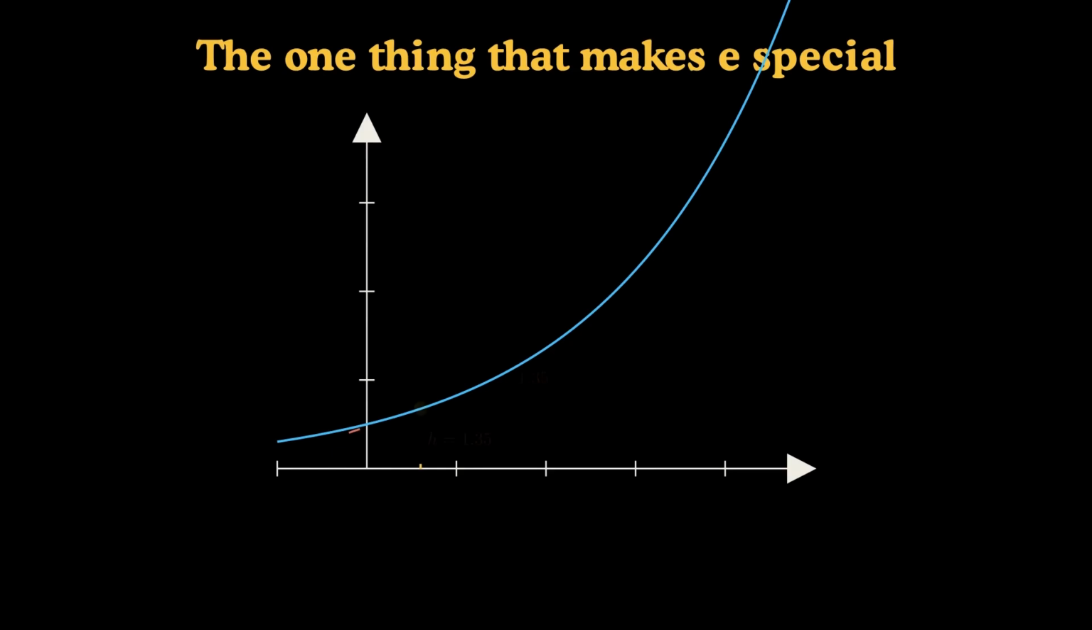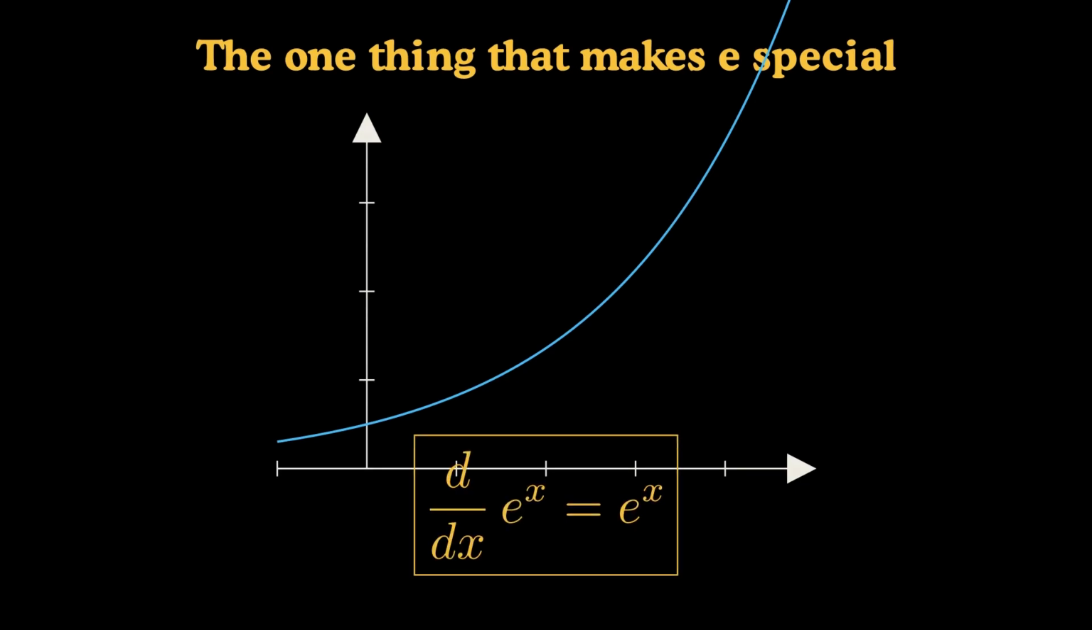Look here on the graph. Pick a point. The height of the curve there and the steepness of the tangent at that point are the same number. Move it to a different point, it's still the same, nothing has changed. The function and its own derivative are identical. That's the defining property of e. Not a geometric ratio, not a pattern in digits, a function that is its own rate of change.